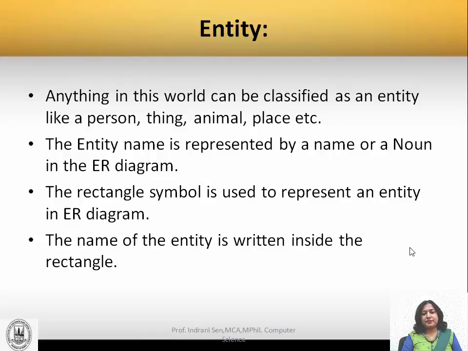What is an entity? Anything in this world, anything which you see, can be classified as an entity. Any noun, basically any name, such as a person, a thing, an animal, a place, etc., can be represented as an entity. An entity is represented by a name or noun. We draw a rectangle symbol with the name of the entity written inside it to represent an entity in the ER diagram.